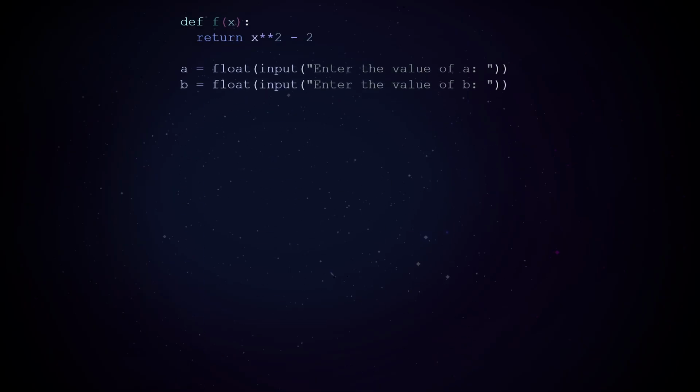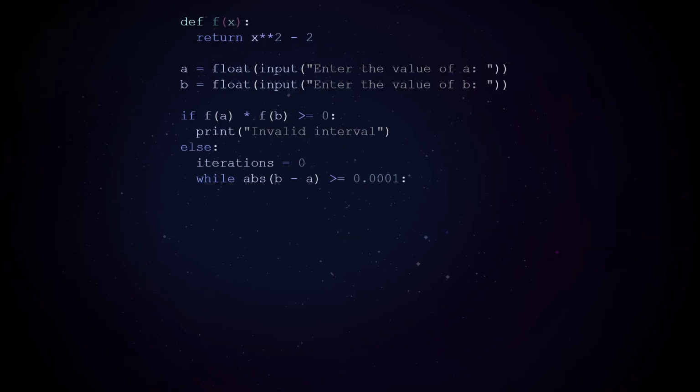Now we define two values. They are floating point, an external input. We ask the user to enter two values, a and b. These represent the interval in which we think the root lies. And if f(a) multiplied by f(b) is greater than or equal to 0, then print that the interval is invalid.